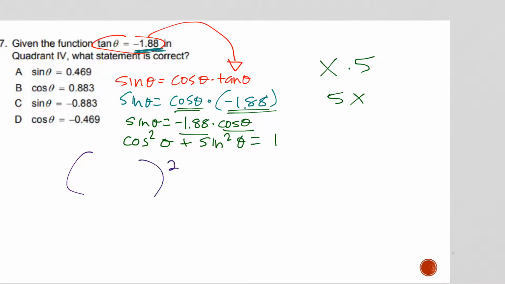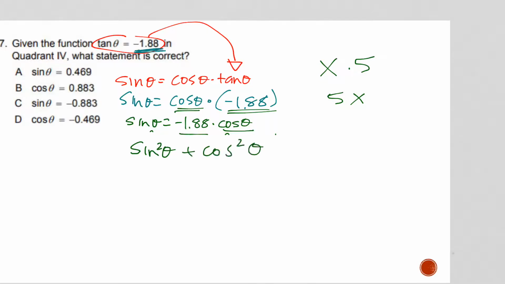I'm going to plug them in to sine squared theta. My bad. This says sine theta, so it has to go in here. I wrote the formula reversed. Let me rewrite it so you guys don't get confused. So sine squared theta plus cosine squared theta equals 1. Okay, that's better. Since this says sine theta, I'm going to plug it in for sine theta.